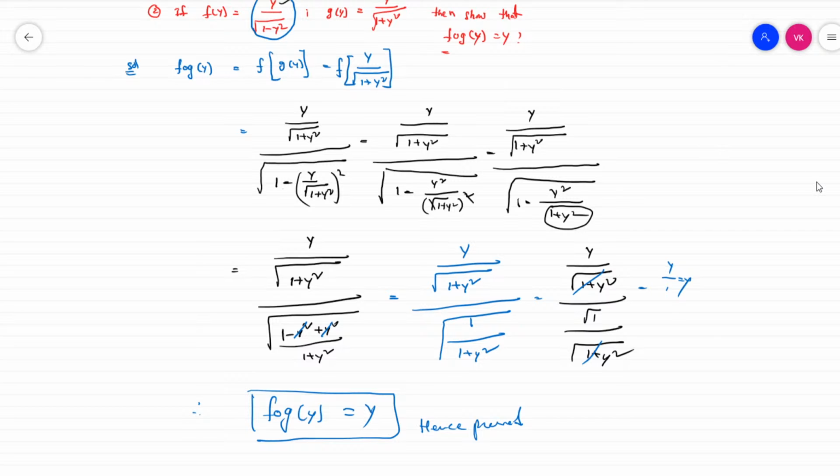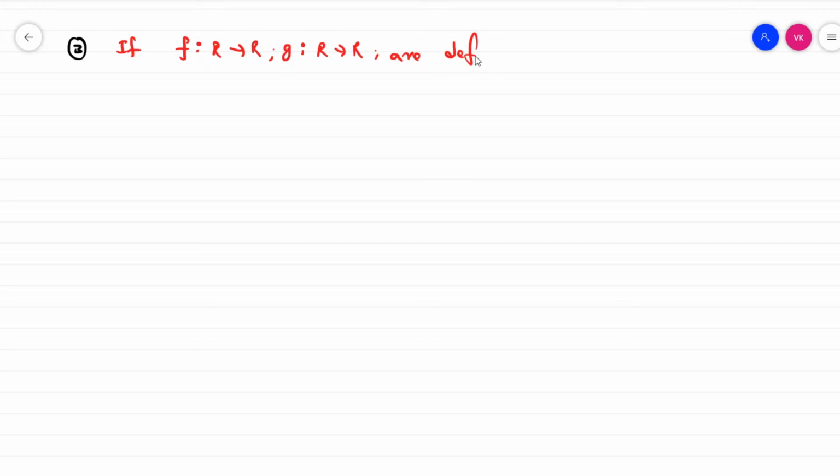In the exercise, section 1 is completely about calculation, nothing to prove there, so you can easily answer each and every question. Let's go for the third one. The third question is defined as: if f maps R to R and g also maps R to R are defined as f of x is equal to 2x square plus 3 and g of x is equal to 3x minus 2.